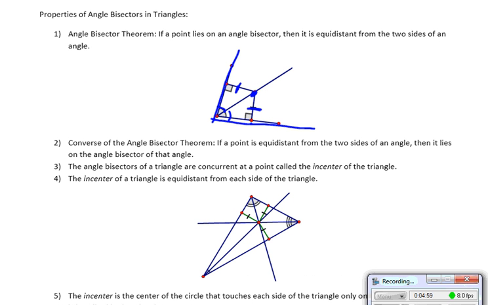The converse of this would also be true. If a point is equidistant from the two sides of an angle, then it has to lie on the angle bisector. This can be particularly helpful in proving congruent angles.